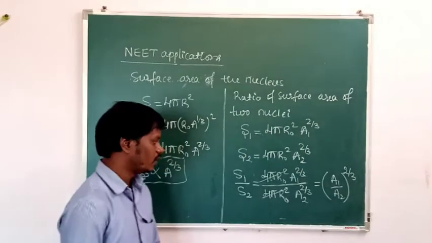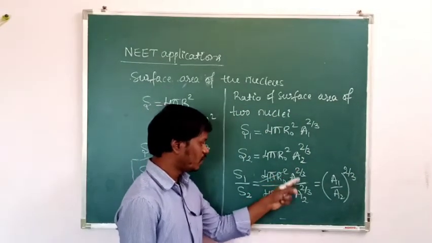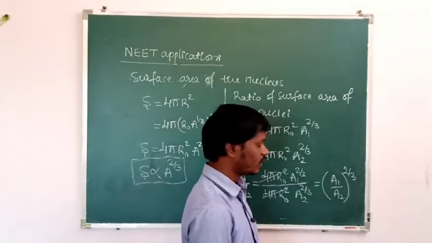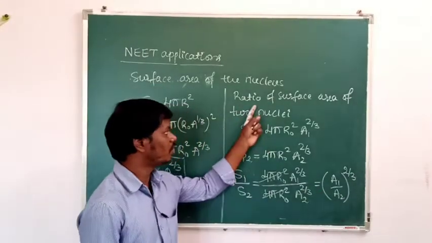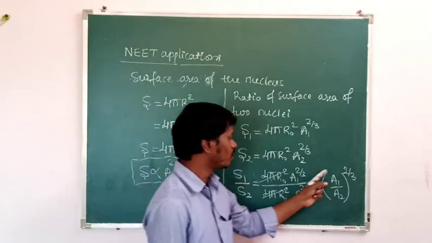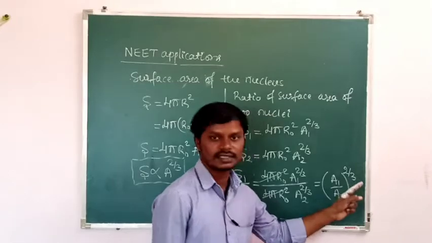Okay. Then A1 raised to 2 by 3 by A2 raised to 2 by 3 can be written as A1 by A2 raised to 2 by 3. Means the ratio of surface area of two nuclei, S1 by S2, is equal to A1 by A2 raised to 2 by 3. Remember this one.